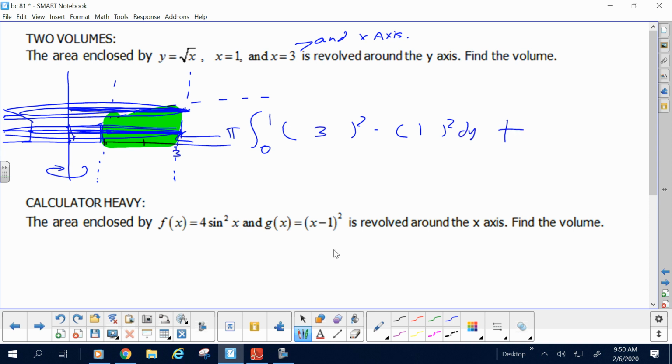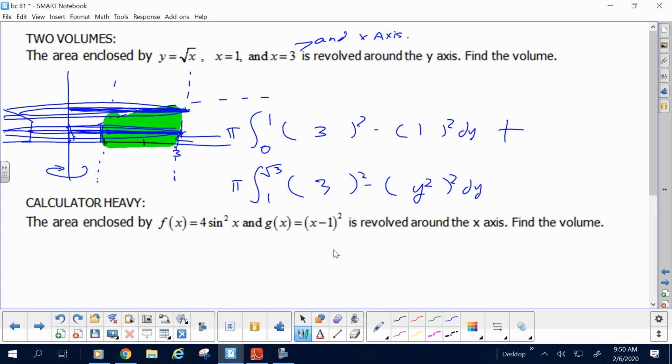And then add to that region 2, from 1 to root 3, because when x is 3, y is root 3. What's big R? 3 squared. And what's little r? y squared. And so you'd integrate those and add those, and that's what we need.